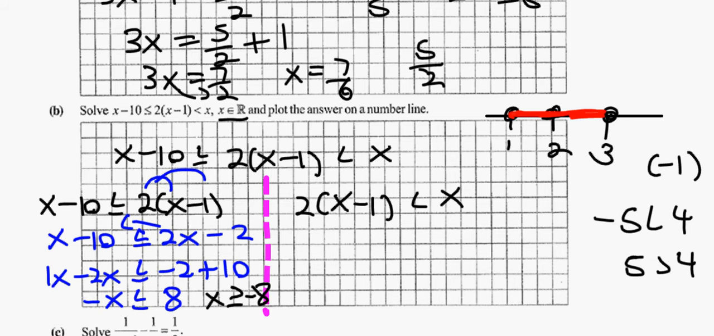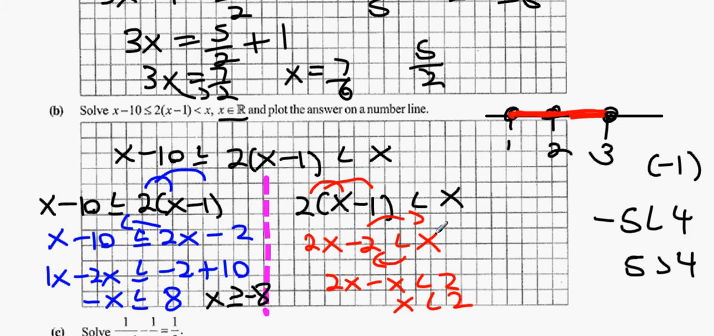Now we're going to do a similar part to here. We're going to get 2x minus 2 less than x. Bring the 2 over one side, the x over the other. We're going to get 2x minus x less than 2. X is smaller than 2.